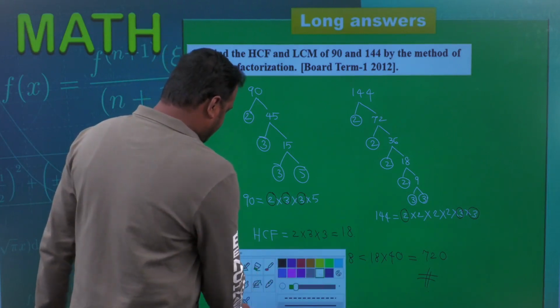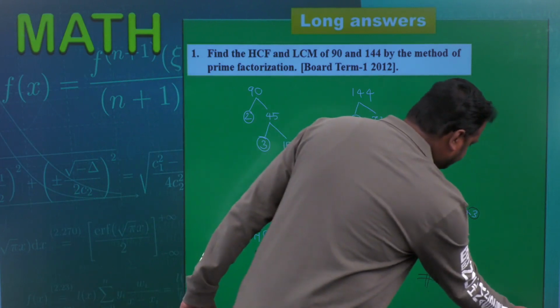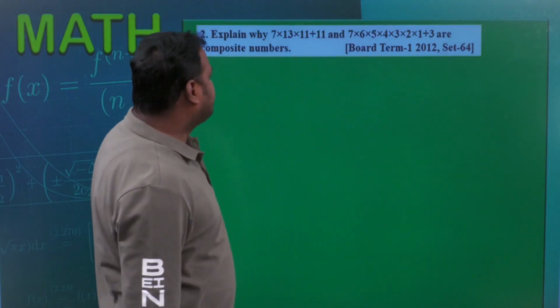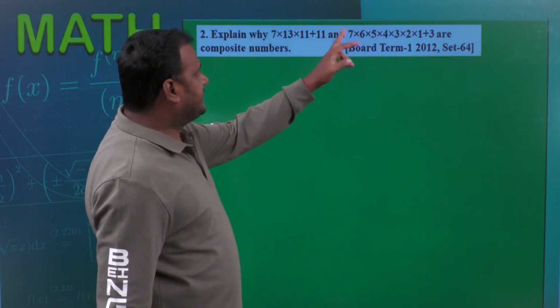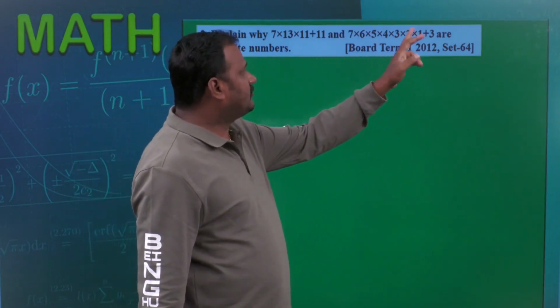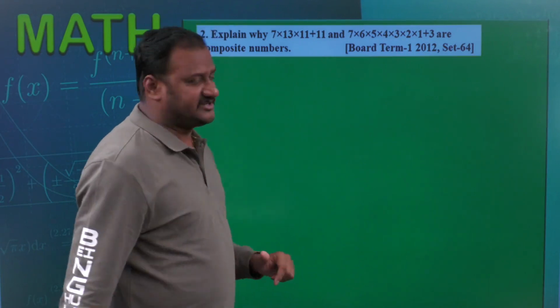So here the next problem is going to be, right, explain why 7 into 13 into 11 plus 11 and 7 into 6 into 5 into 4 into 3 into 2 into 1 plus 3 are composite numbers.